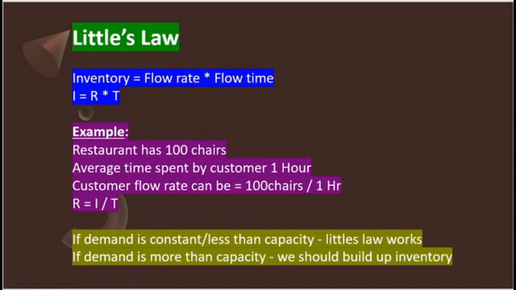John Little, who is the chair of management science at the MIT Sloan School of Management, found this Little's Law. So what is the formula of Little's Law? It's very simple: inventory equals flow rate times flow time. I equals R times T. Let us look at this formula with one example.